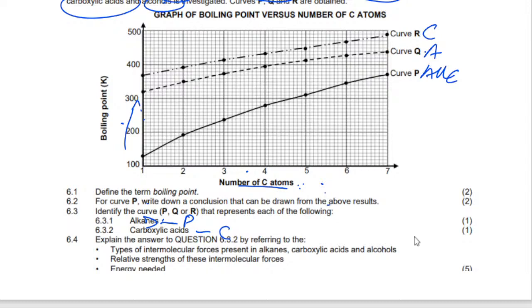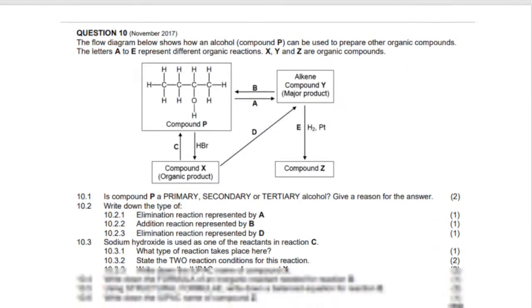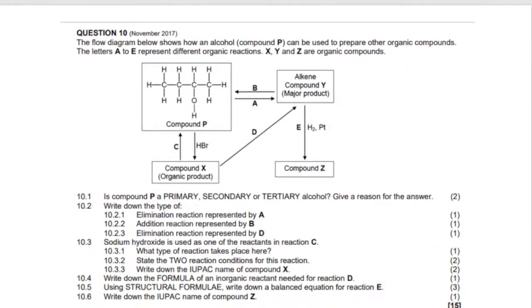Yes, I think I'm clear there. Let's go to the next question. Now we are done with the physical properties. Now I'm just going to do one question regarding the reactions of these organic molecules. Then after that we can go to other questions.